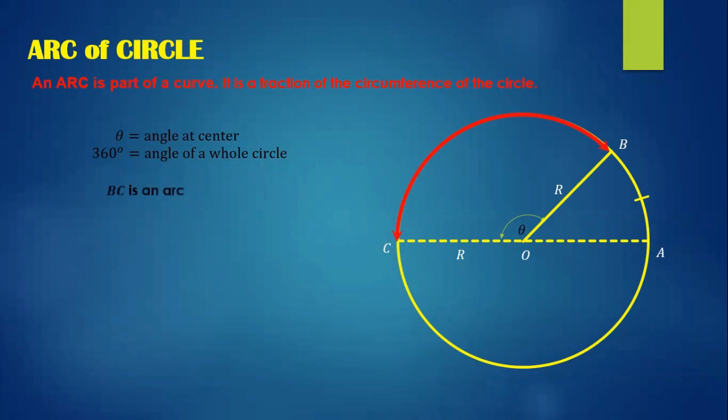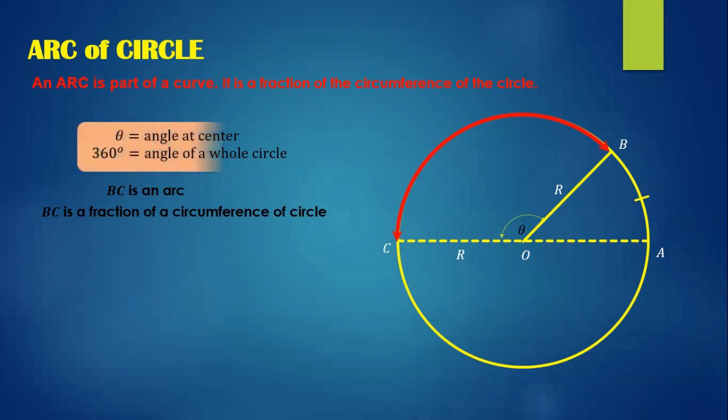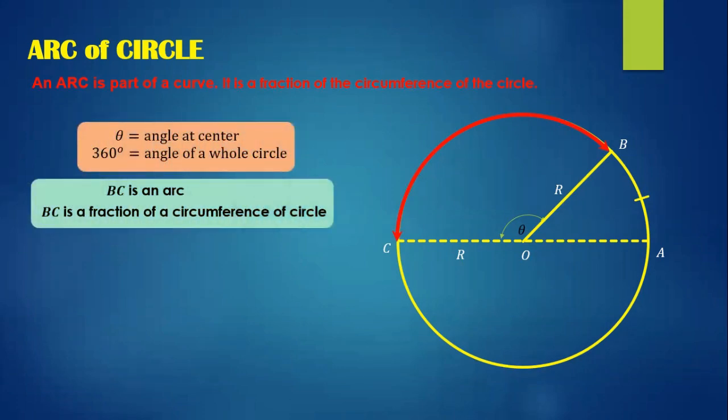BC is an arc. An arc is a fraction of the circumference of the circle. That's very clear, right?